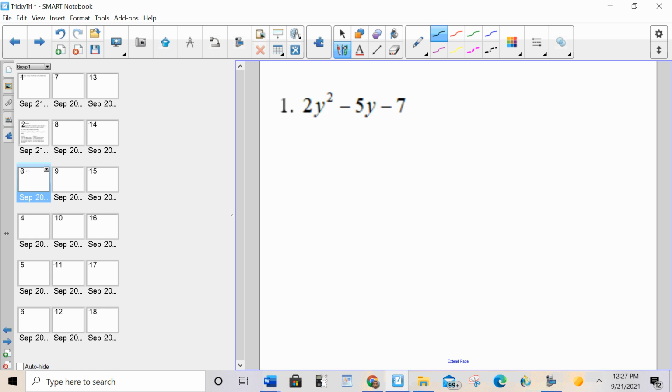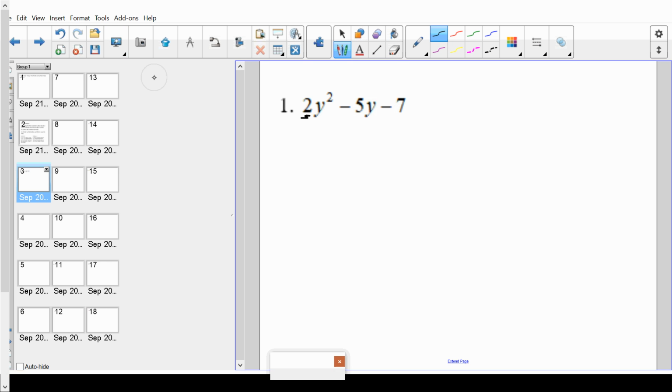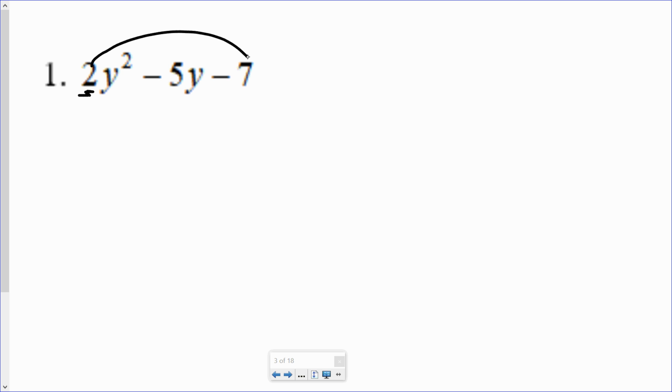What makes this a tricky trinomial is there is a value in front of the x squared or y squared. And to factor tricky trinomials, I use the bridge method. So step one is I build a bridge between my first and my last number. Technically what I'm doing is I'm multiplying, and that product goes in the back.